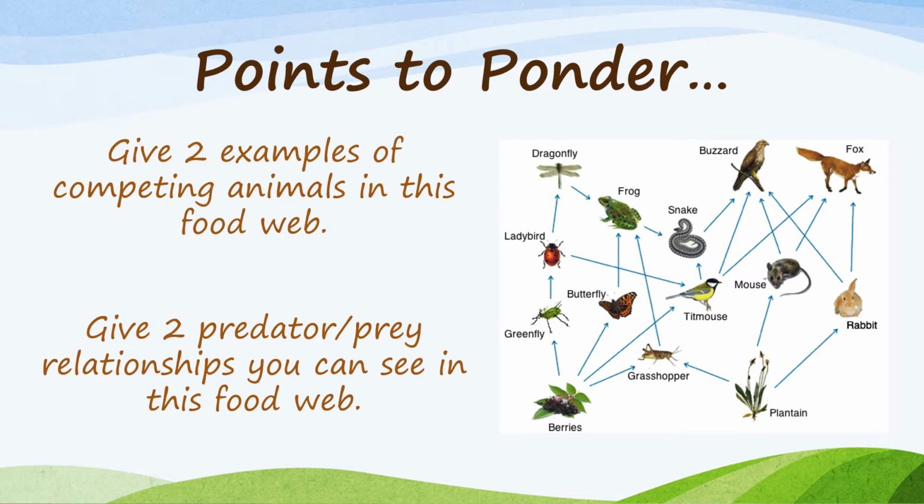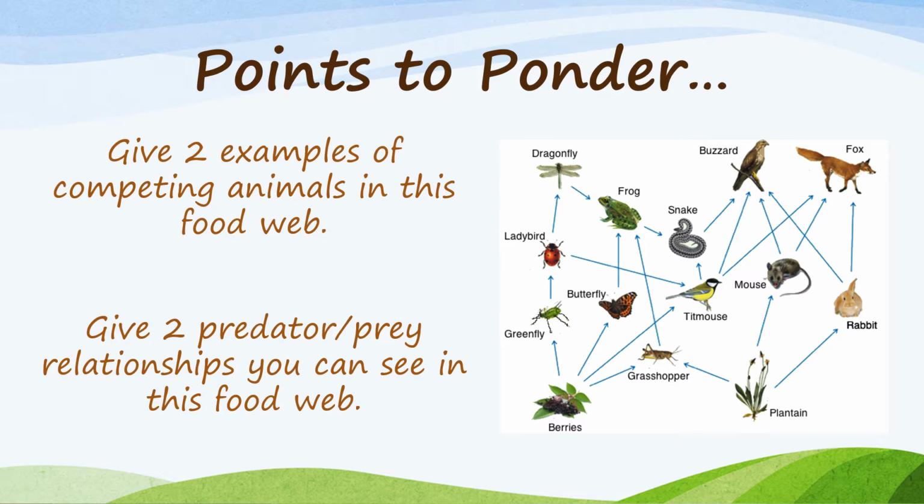So take a minute, pause the video, and try to answer these two questions before we move on. First, give two examples of competing animals in this food web. We learned about competition in the last lecture. Which animals might compete over the same source of food? The next thing I want you to do is write down two examples of a predator-prey relationship. Who's the predator and who's the prey? Only from this food chain or food web though, okay? When you're ready, you can press play and keep going.